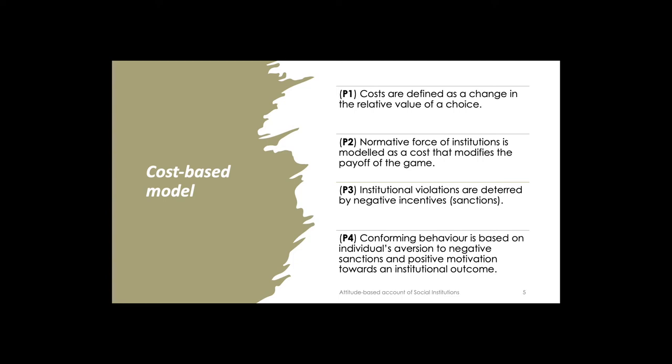The main idea of the cost-based model rests upon the assumption representative for the rational choice theory. An agent's preferences, influenced by various incentives, reasons, and stimuli, are represented numerically by the utility function. As a result of this, the actions an agent considers performing to achieve the institutional equilibrium of the game carry several different kinds of costs, each of which can be understood as a change in the relative value of the choice.